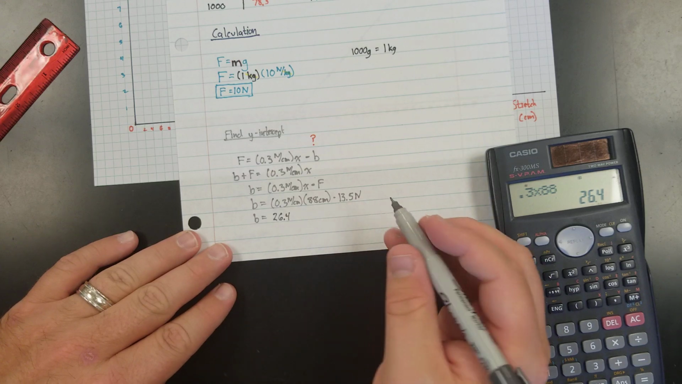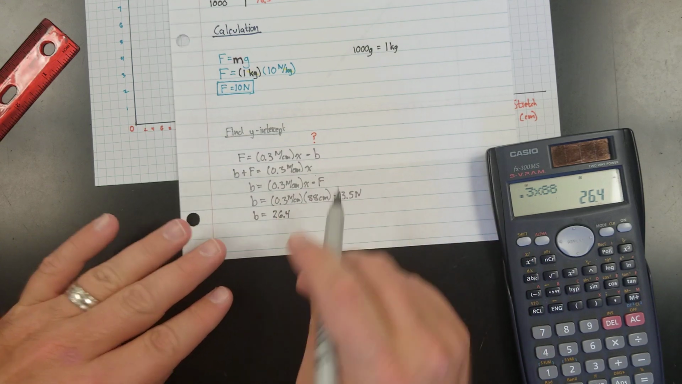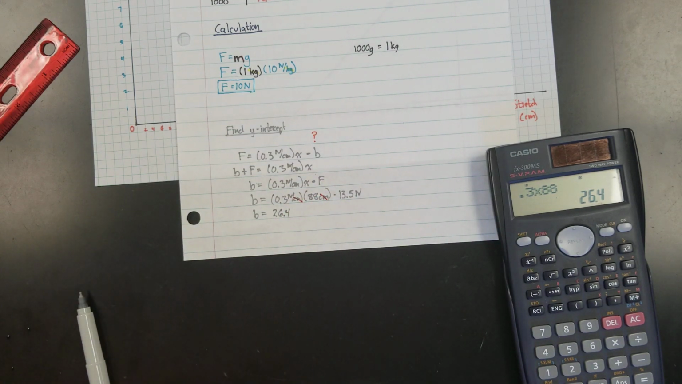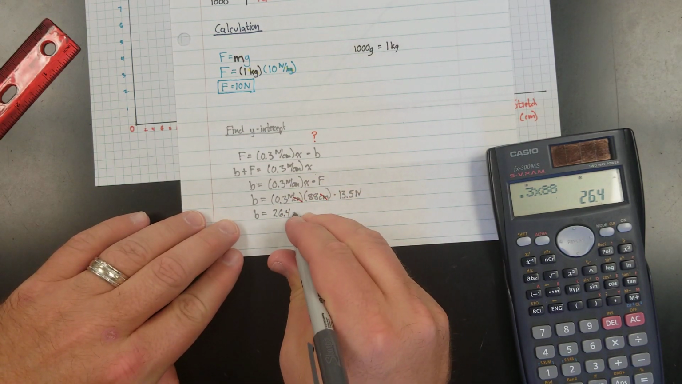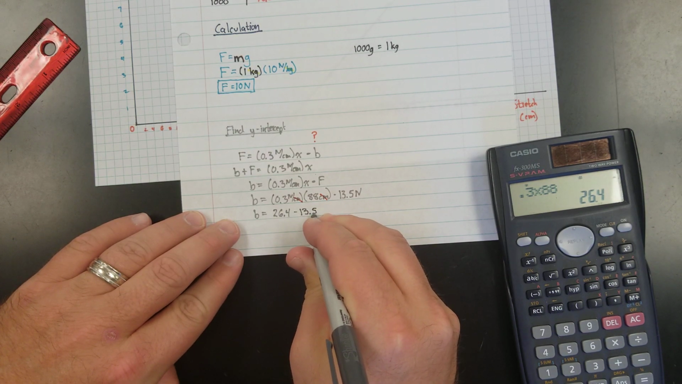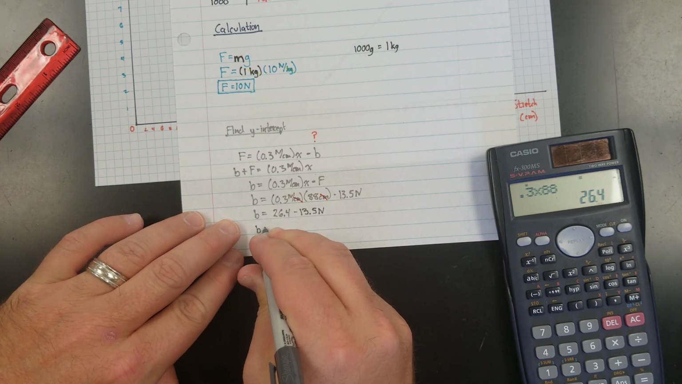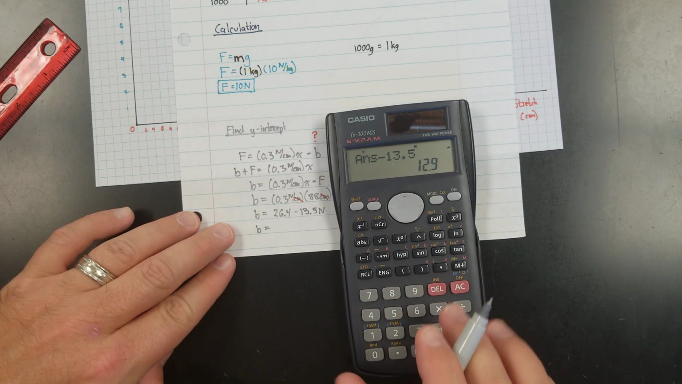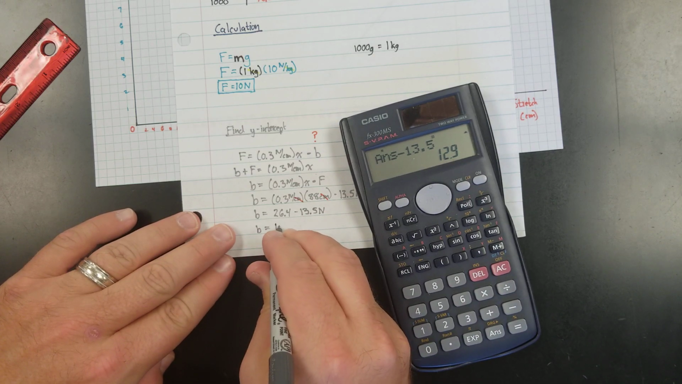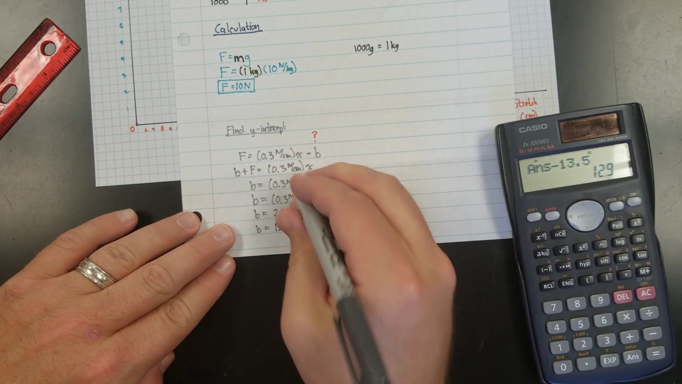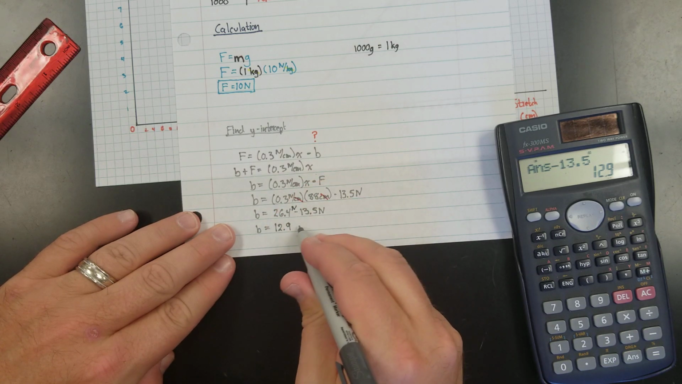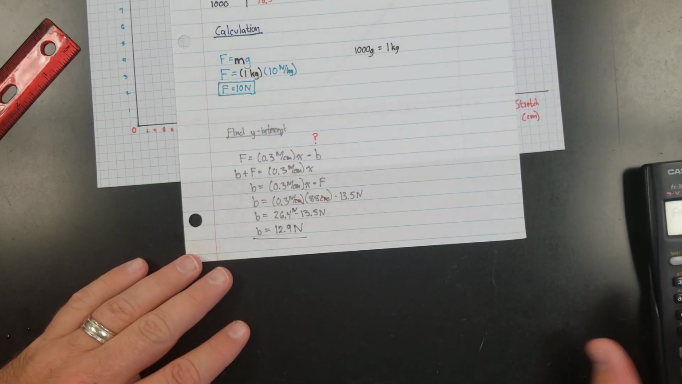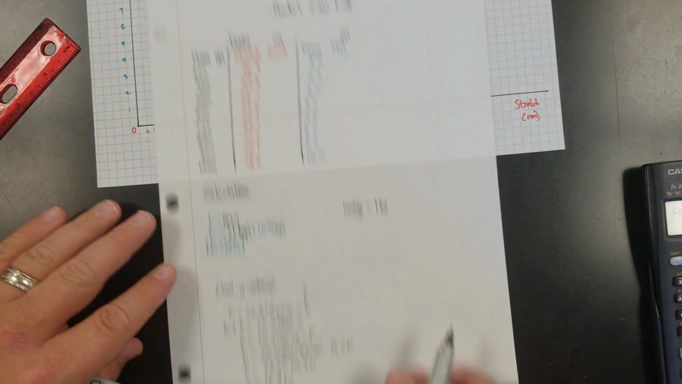26.4. And then notice that the centimeters would cancel out. Centimeters on bottom, centimeters on top cancel out. Minus 13.5 newtons. And then when you subtract that, you get 12.9. Yep, I forgot my unit on that. Newton minus Newton is Newton. And so the y-intercept in our equation is 12.9.